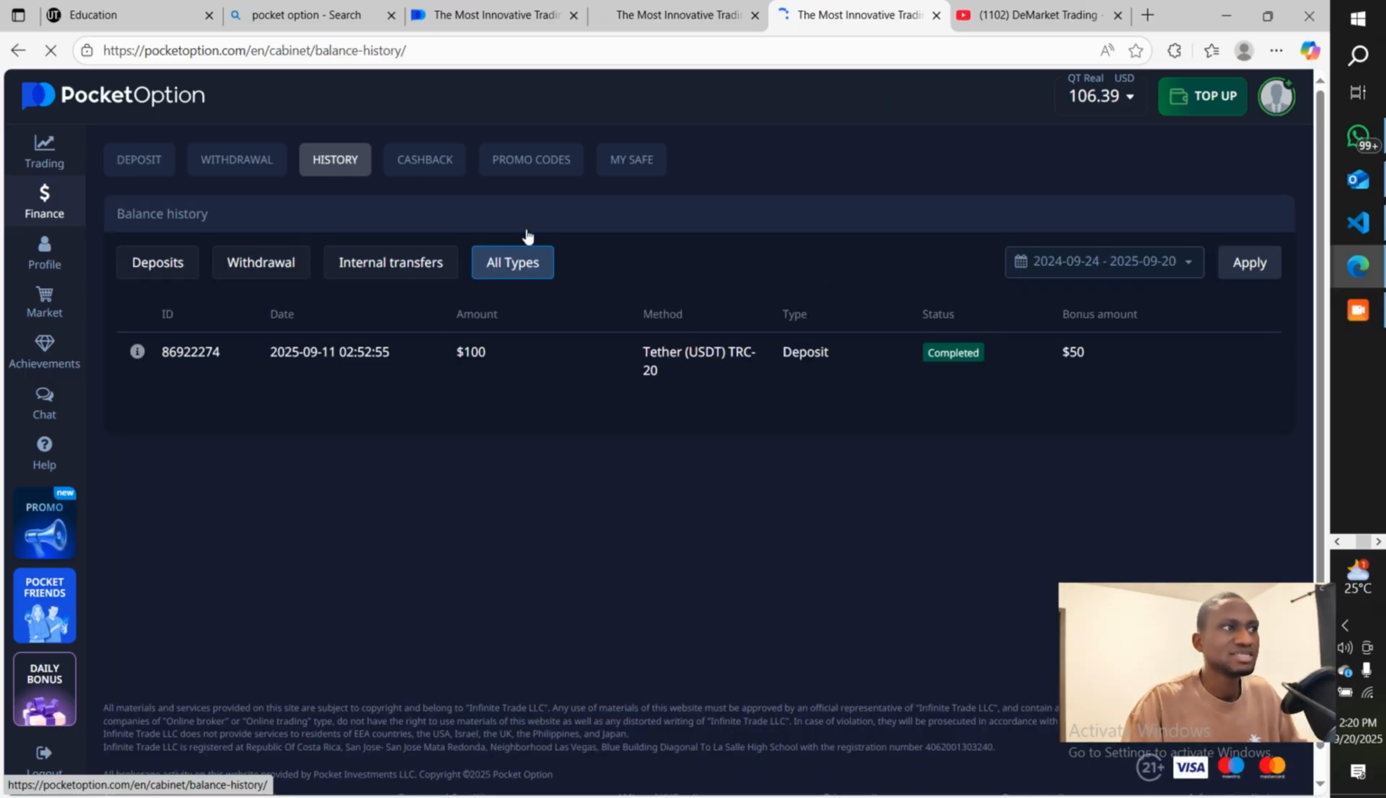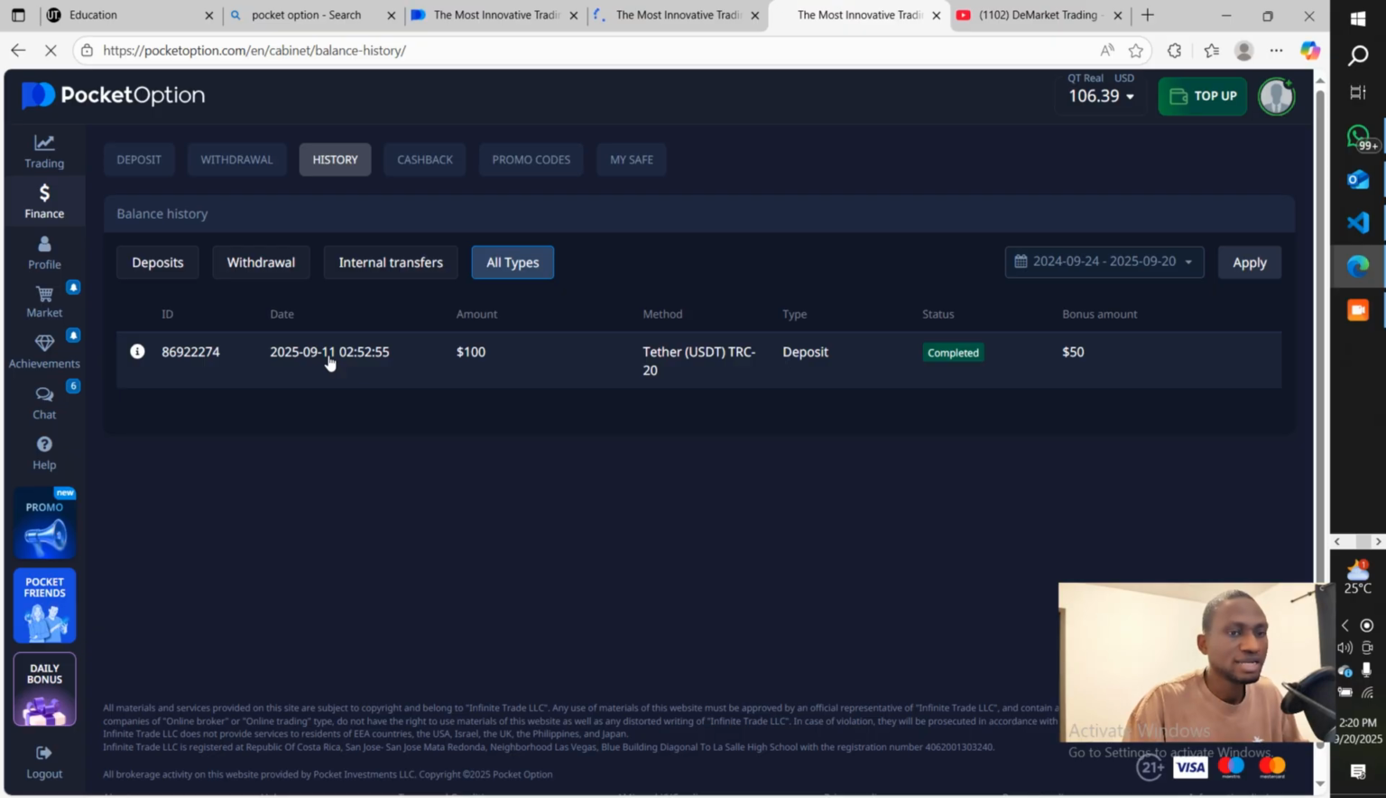I understand it's heavy. So the deposit, you can see on September 11th. That's about over a week ago or so, is it 10 days ago or so? The deposit amount is $100. I deposited $100, and I used a 50% bonus, which means I had $150 at the time I deposited. So 100 plus 50, that's 150.